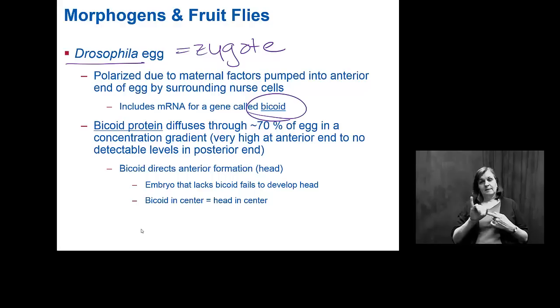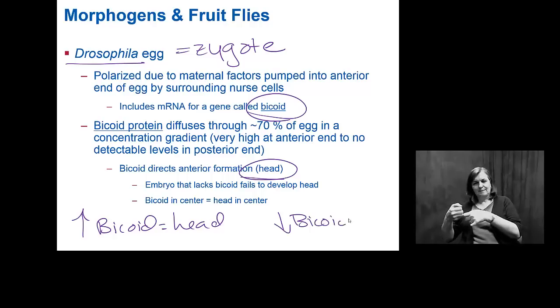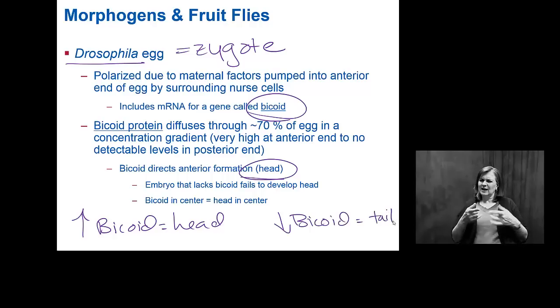This bicoid protein is actually going to develop the head. So in high concentrations of bicoid, you get a head. If you have low concentrations of bicoid, you get a tail. Well, why would that be?